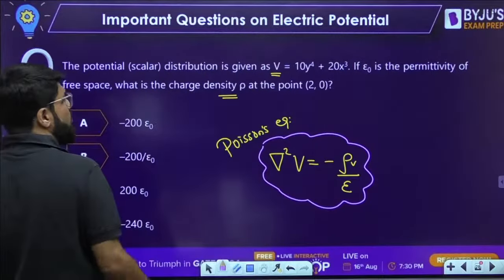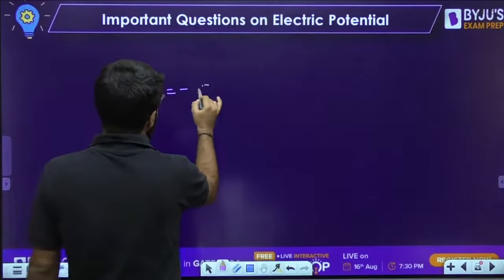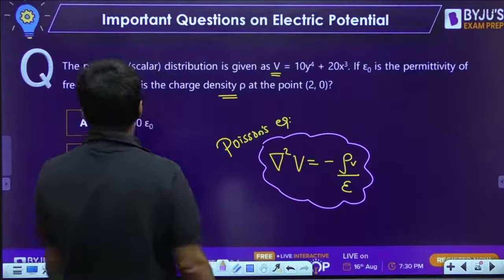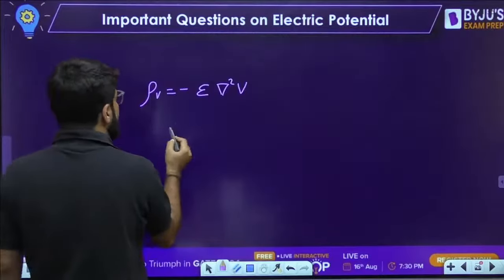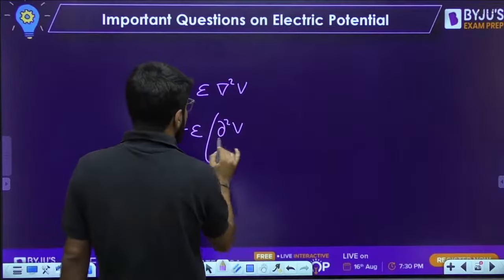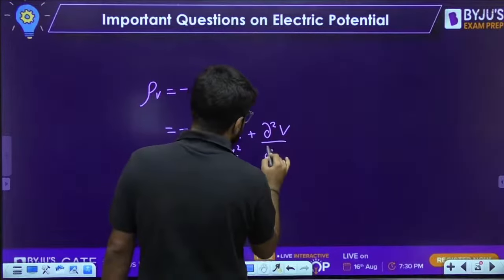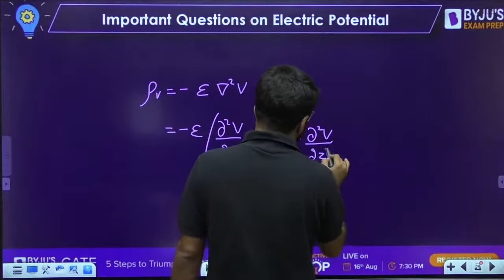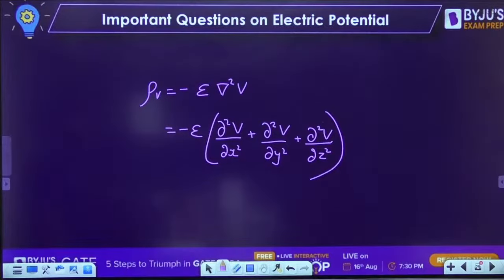So what is going to be the rho V? Here they are asking the charge density, rho or rho V. So rho V can be written as minus epsilon del square V. Now, is it free space? It is free space, so the epsilon will be epsilon naught. Laplacian of V in the Cartesian coordinate is del 2V by del x square plus del 2V by del y square plus del 2V by del z square. That is the Laplacian formula in the Cartesian coordinate.